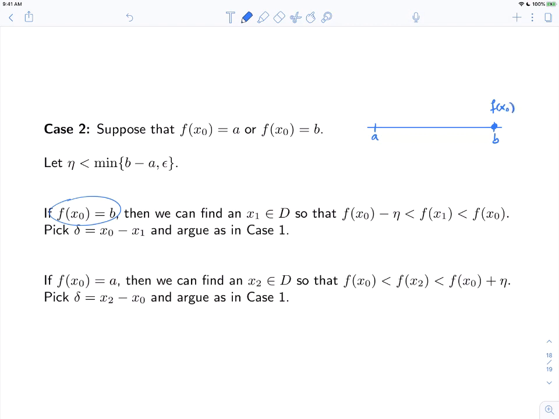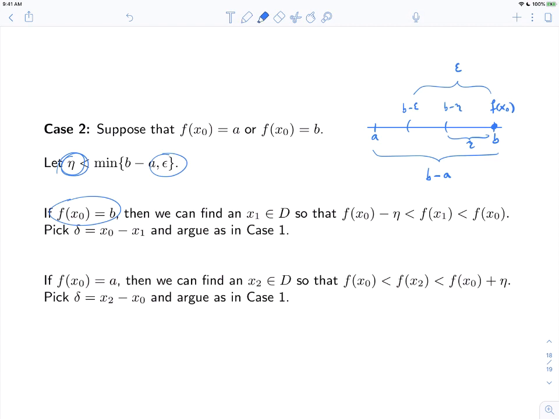Then you want to just choose an eta so that if you find f at x0 minus eta, so this distance right here, that distance is b minus a. So you just want to choose a distance, eta, which is smaller than the interval and smaller than whatever epsilon is. So if this right here is b minus epsilon, then you just want to choose an eta right here, so that this is b minus eta. So this is eta, and this longer distance right here, that's epsilon.